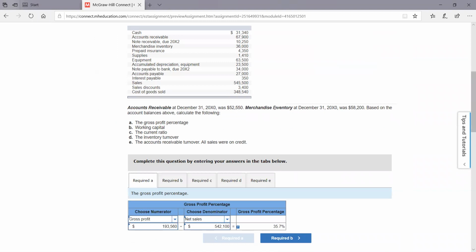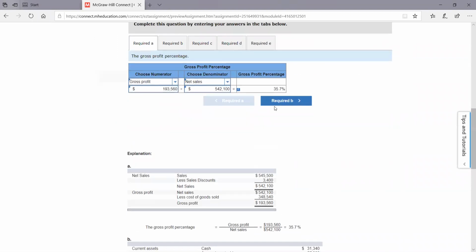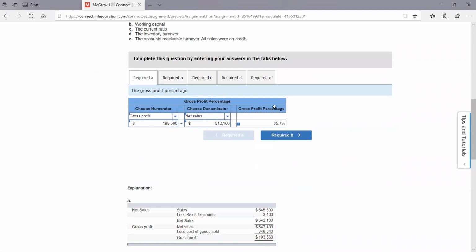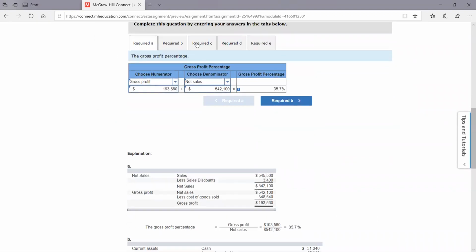So now we're going to be looking at some ratios. On the first one, first of all, they want you to calculate gross profit. So here again is your calculation. This is just like your classified income statement. You got to get the net sales, subtract out cost of goods sold to get your 193,560. That would be your gross profit.